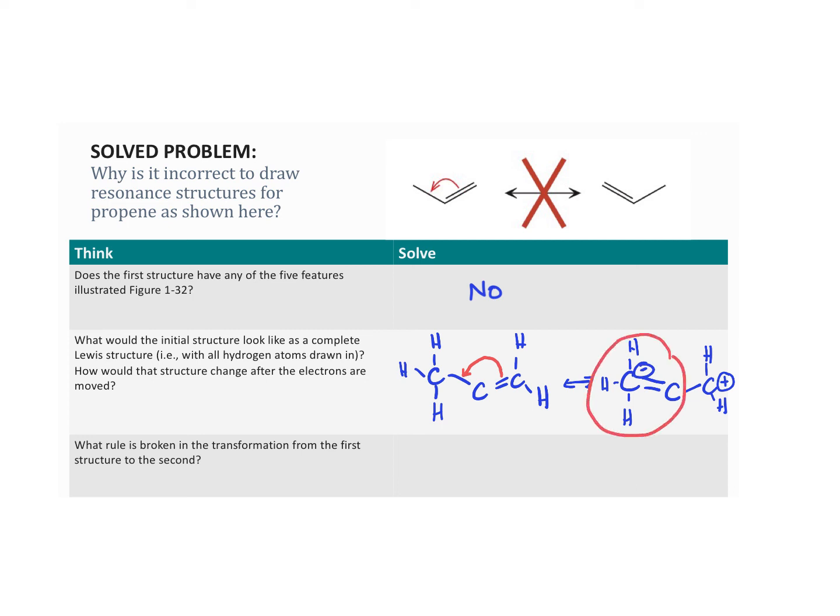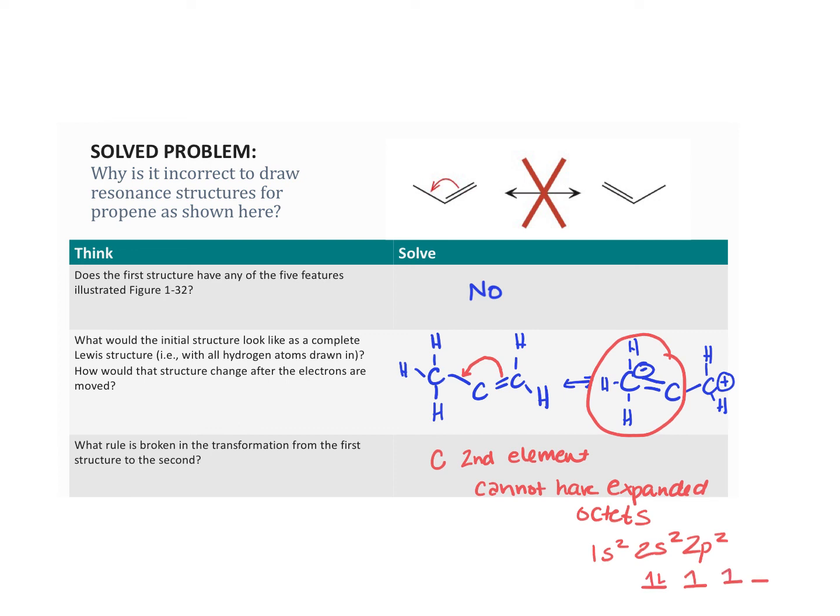Here's the deal. This right here is a big no. And here's why. There's a big rule that's broken here. Carbon is a second row element, and these cannot have expanded octets. Carbon can only have 8 electrons around it because it only goes up to 1s2, 2s2, 2p2. It only has access to the p's there. So it only really has space in its valence electrons for 8 electrons, right? So we are never, ever going to see an expanded octet. So that's why you cannot draw a resonance structure for propene. There's none of the features there.